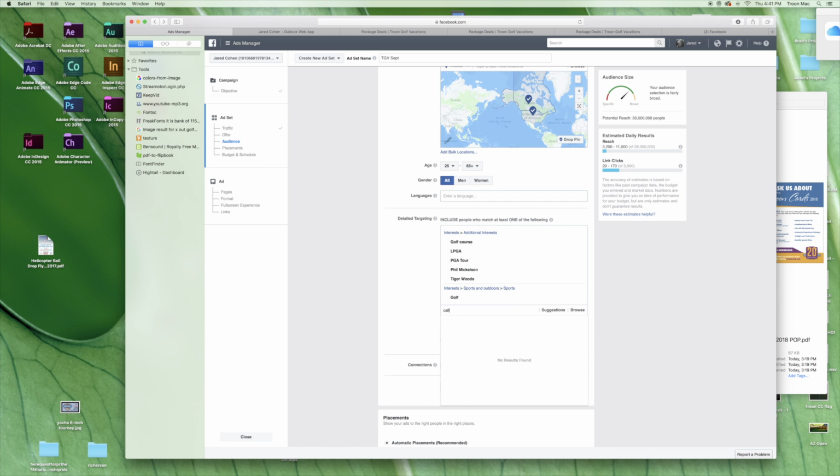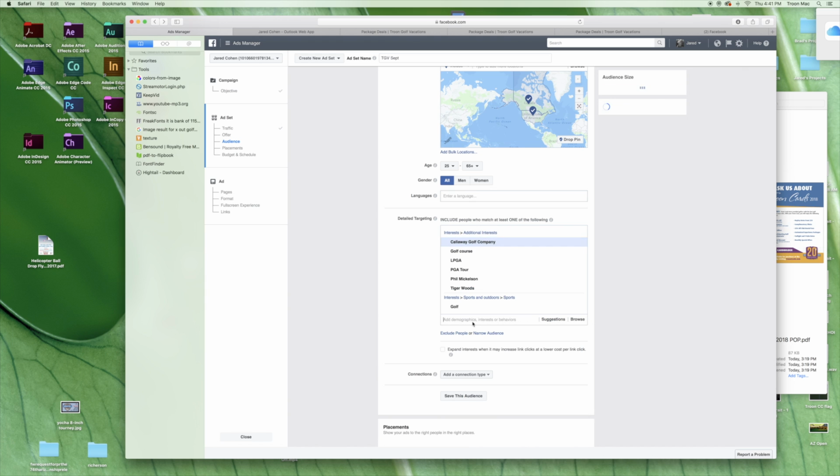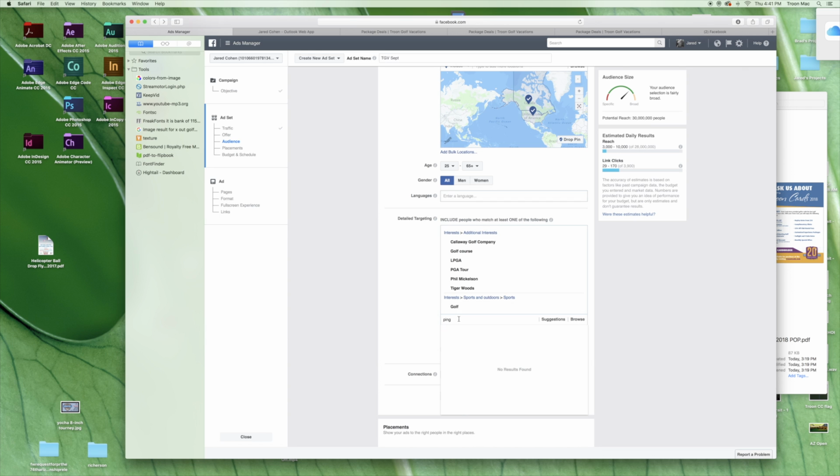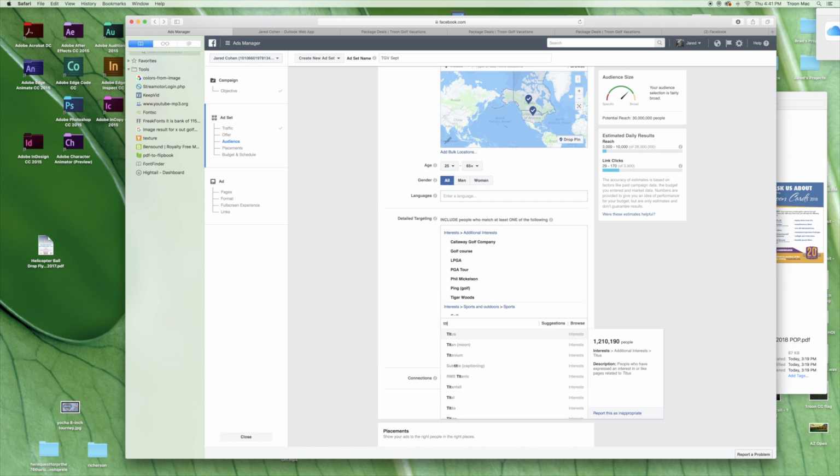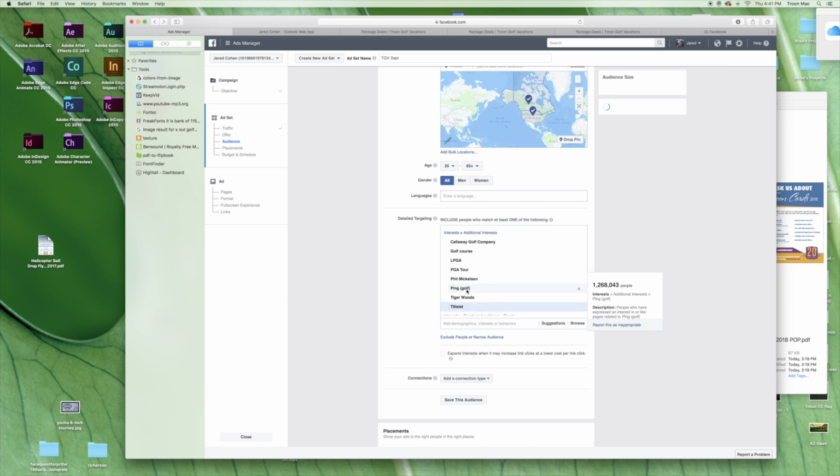I'll also type in major brands like Callaway, the Callaway Golf Company. I'll make sure that they're included, or people that like Callaway are included. Maybe I'll type in some others that people might find to have a big following, like Titleist and Ping as well.